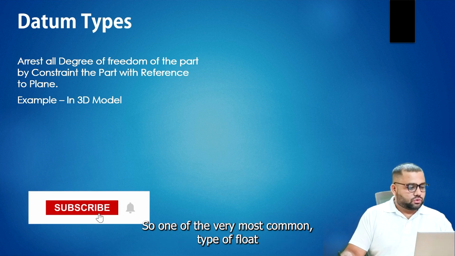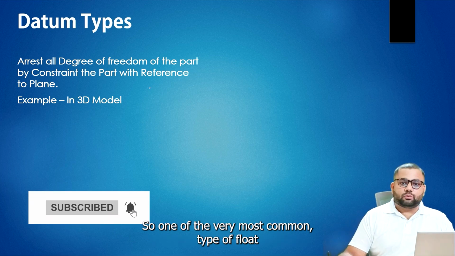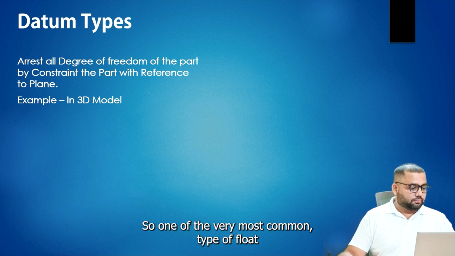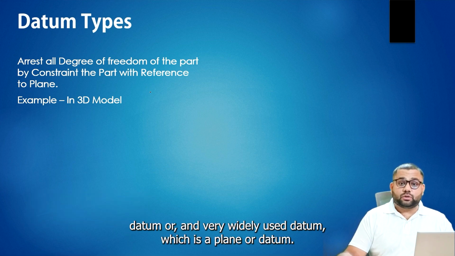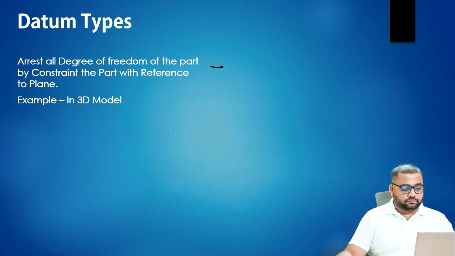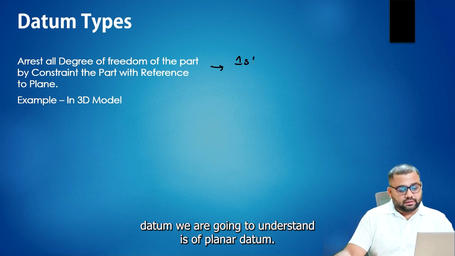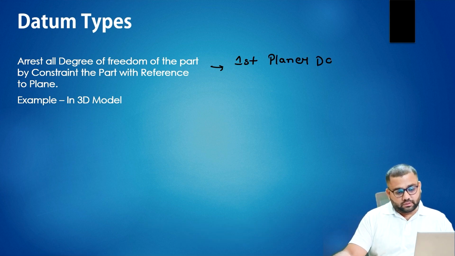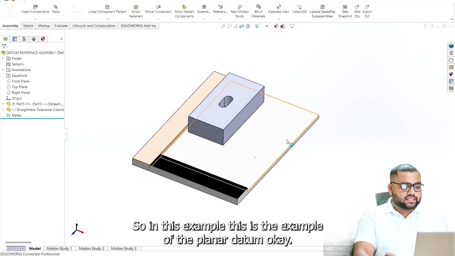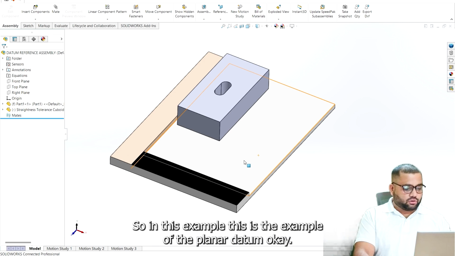One of the most common and very widely used types of datum is the planar datum. So the first type of datum we are going to understand is the planar datum. In this example, this is the example of the planar datum.